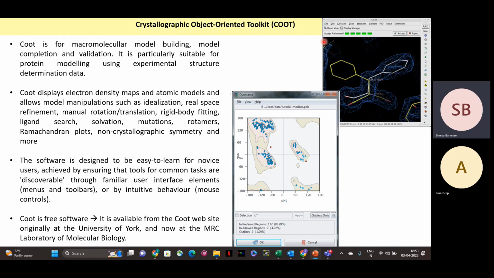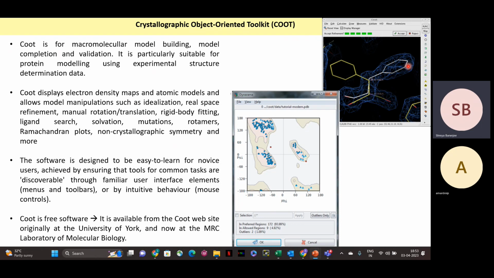Suppose this is showing an output from COOT where the electron density map is shown by this blue mesh, and the possible orientations of the atom are shown with this yellow and this gray line. So as you can see, this gray orientation is matching with the electron density map. So that must be the correct orientation.